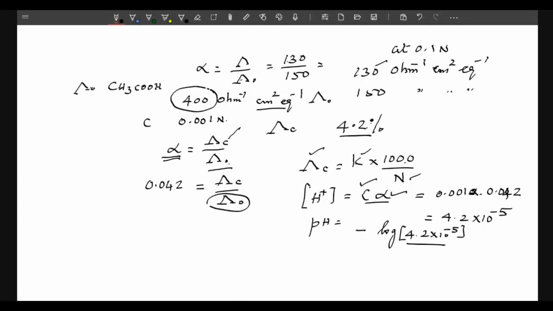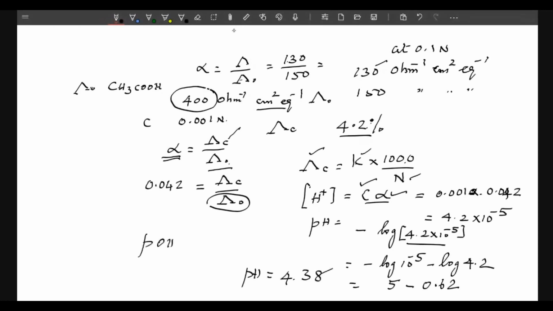Now log of A into B is log of A plus log of B, so log of this is 5 minus log of 4.2. You know the value: log 4 is equal to 0.6, so log 4.2 would be equal to 0.62, I think. Therefore, the pH of the solution would be equal to 4.38. You may be asked to calculate pOH. pOH is equal to 14 minus 4.38.